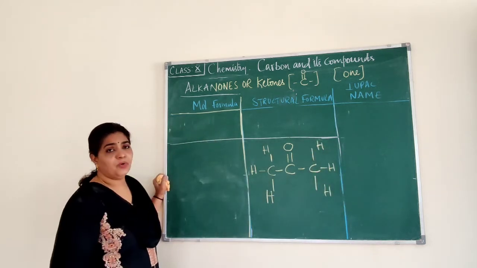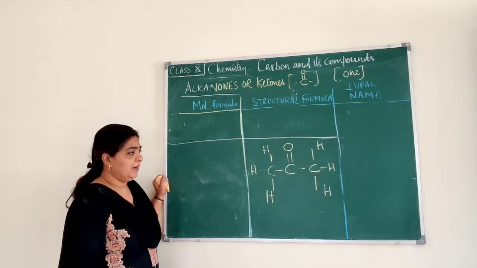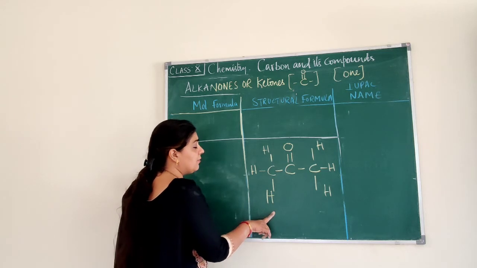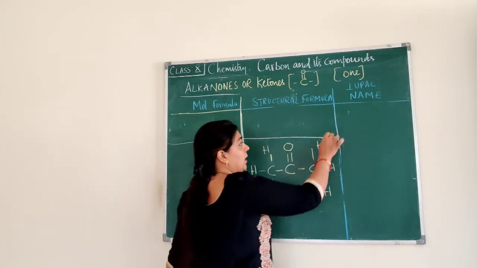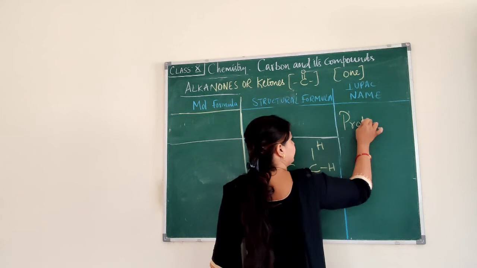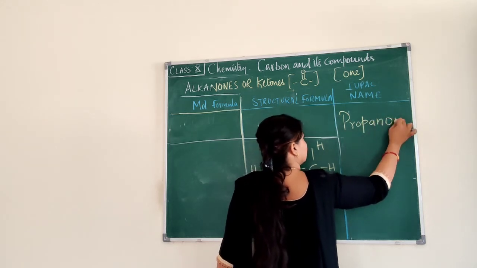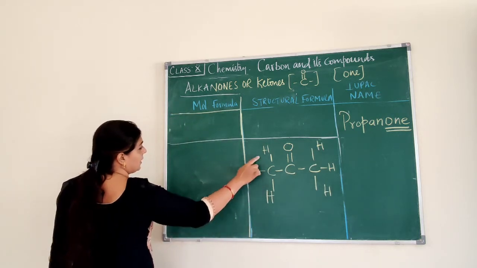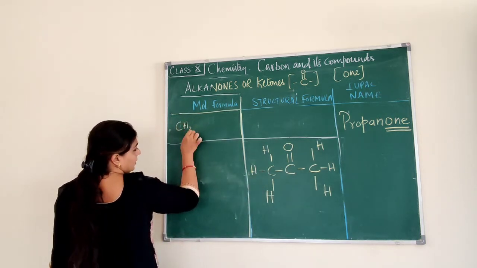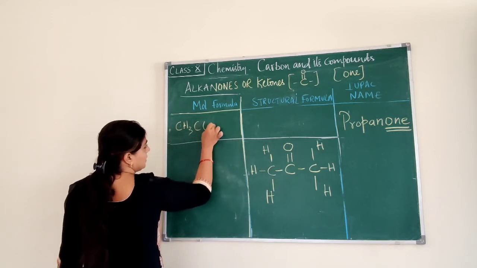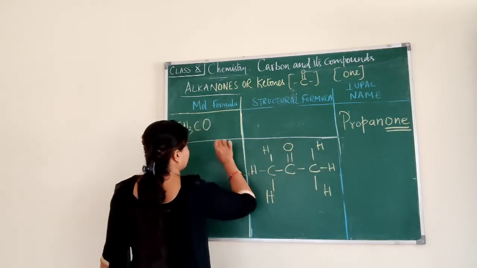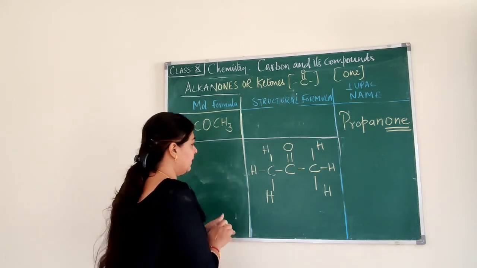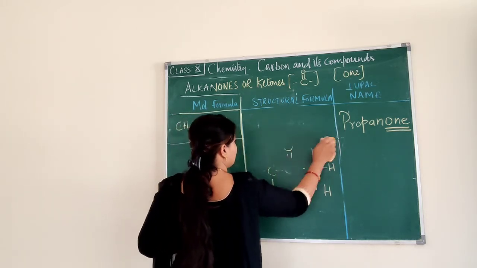So the ketone is always put in the middle between the carbon atoms. Now this is the structural formula for propanone. What is the molecular formula? CH3, CO, CH3. So what is this? This is propanone.